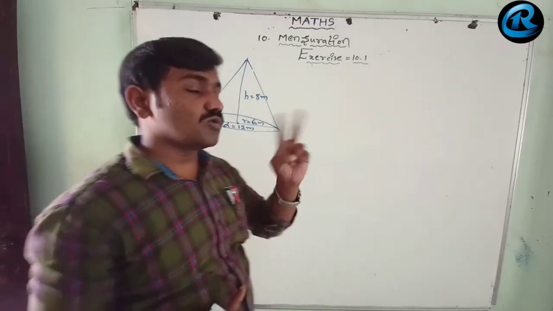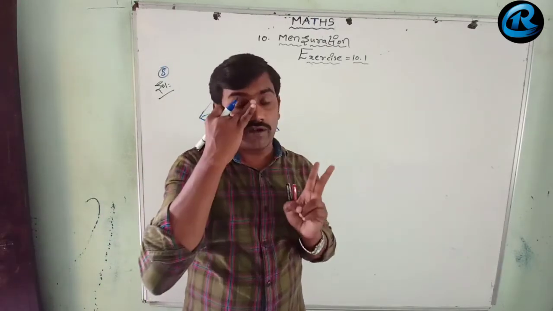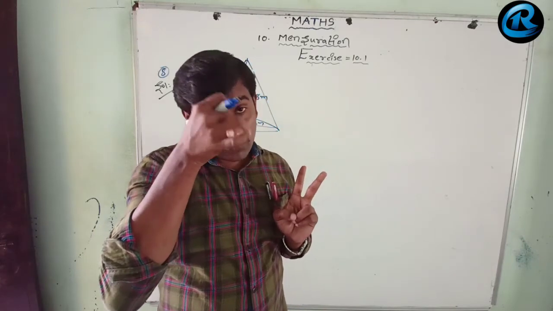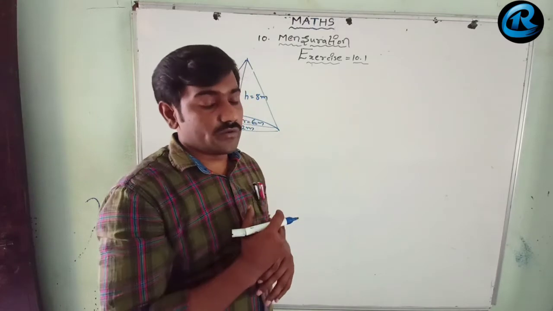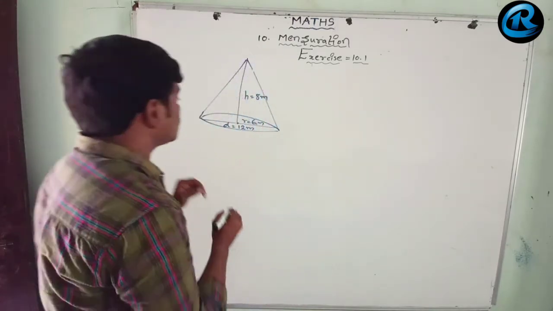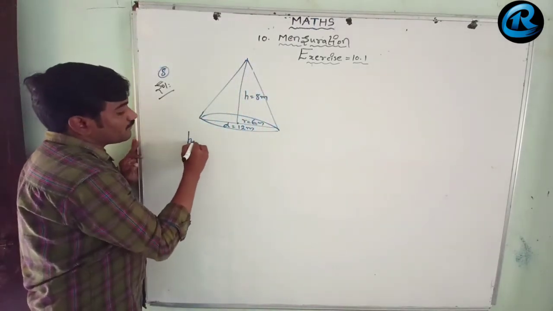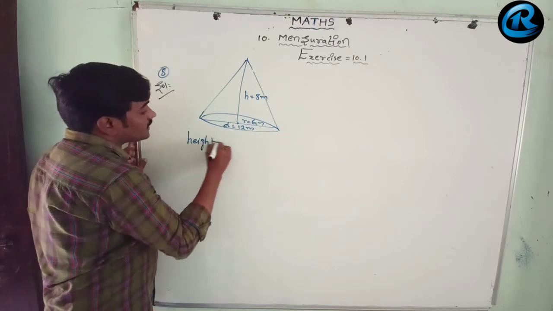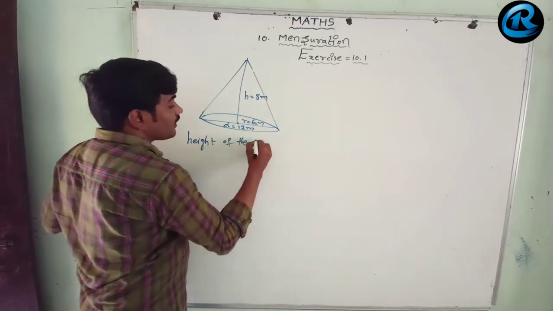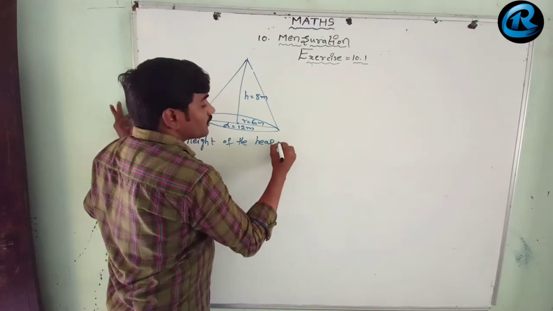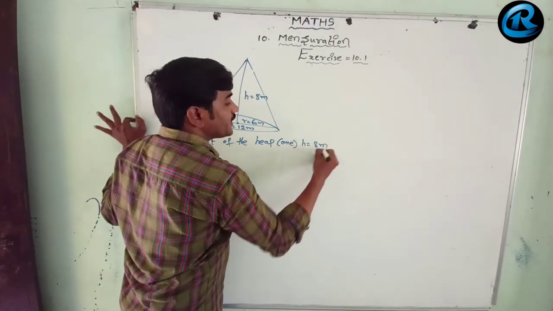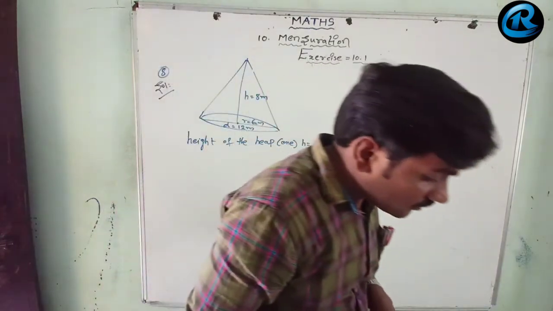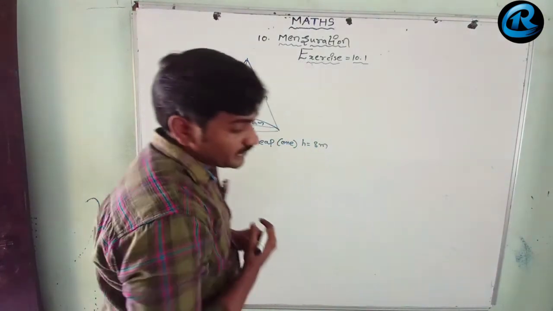Here we have to find out two things. First, the volume of this heap. Then also the canvas cloth required, the curved surface area of the cone. So two things we have to find out. Okay, let us go for that. Height of the cone, height of the heap, nothing but a cone, h equal to 8 meters.